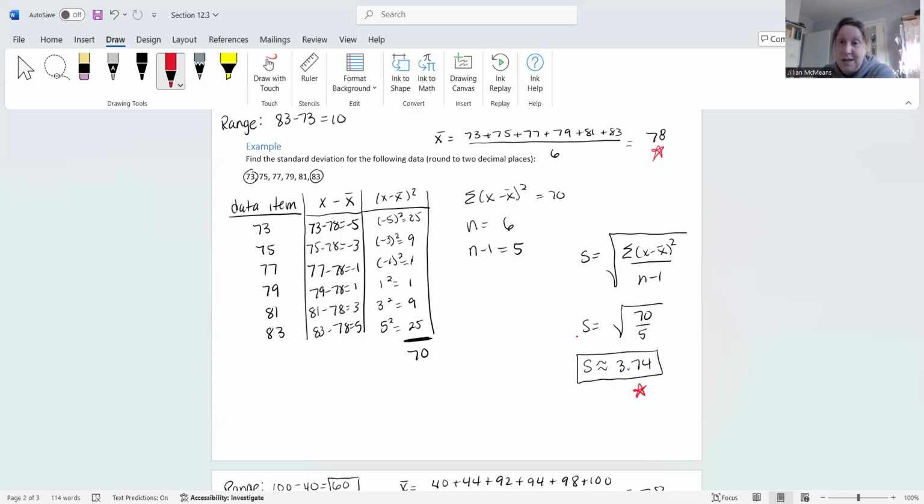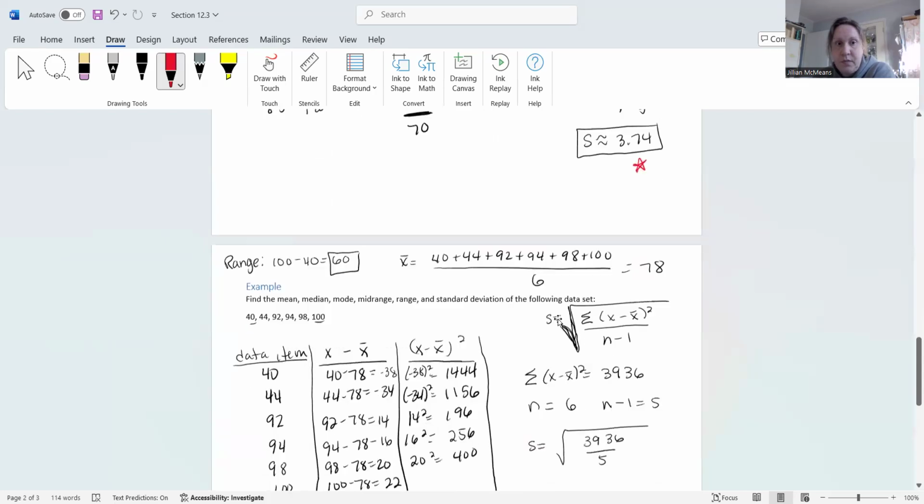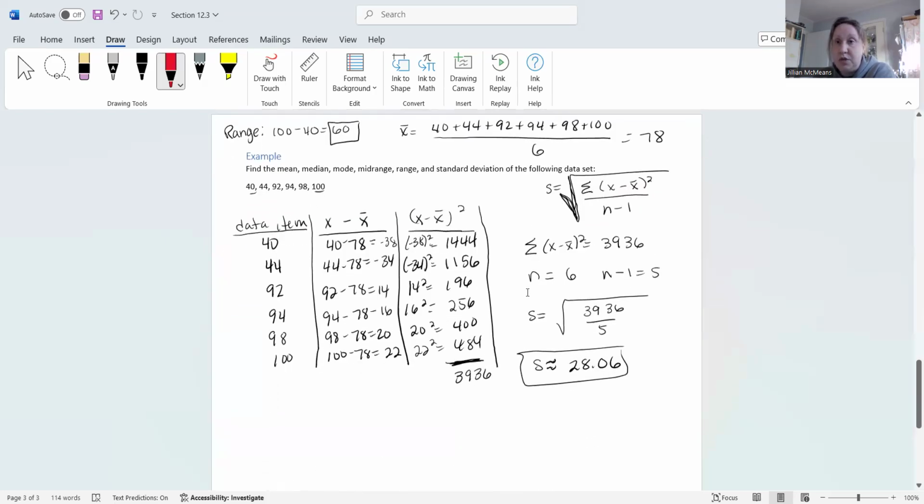So again, it does not take a lot of time to do standard deviation on your calculator. Now, to understand what you're doing and to understand the whole purpose behind standard deviation, knowing how to do it by hand is powerful. Check yourself with a calculator for sure. All right, finally, let's do the last example just so you can see it on the calculator one last time. So we're going to look at this data set, the data set that also had 78 as the mean, but had the much larger range of 60. So let's go back to the calculator.